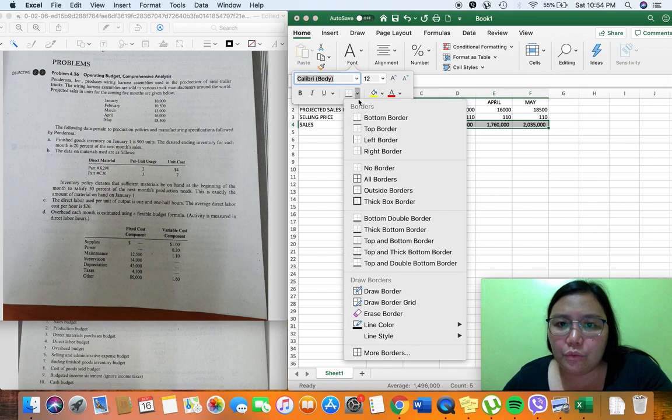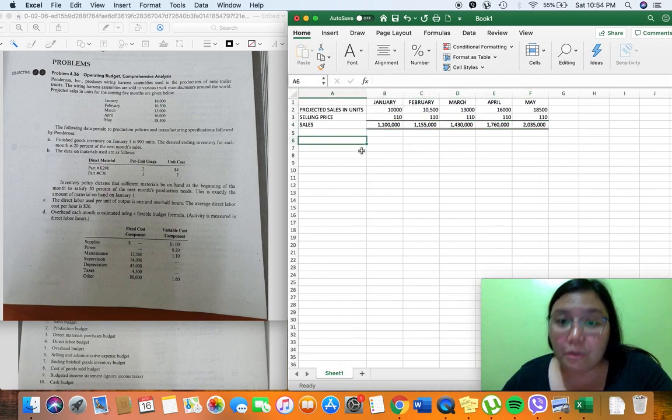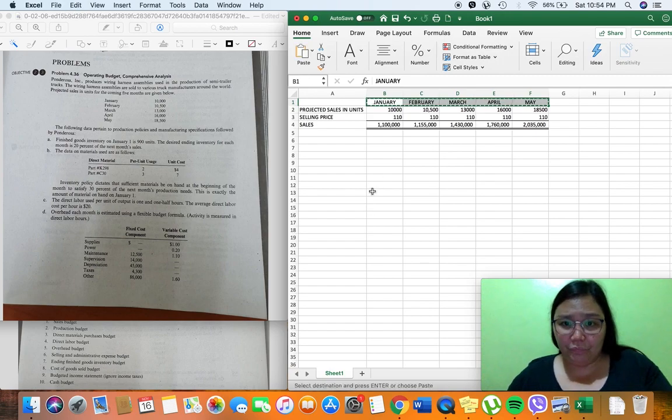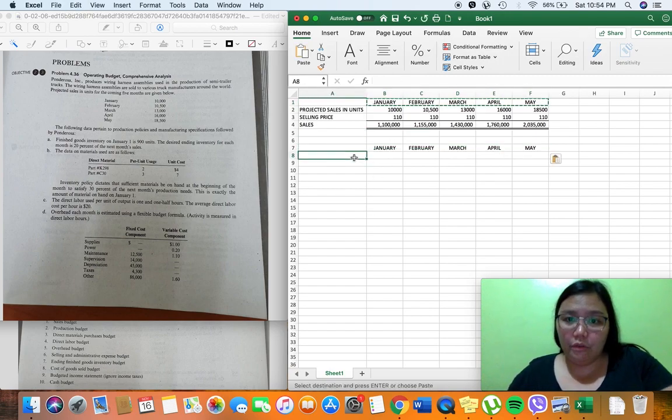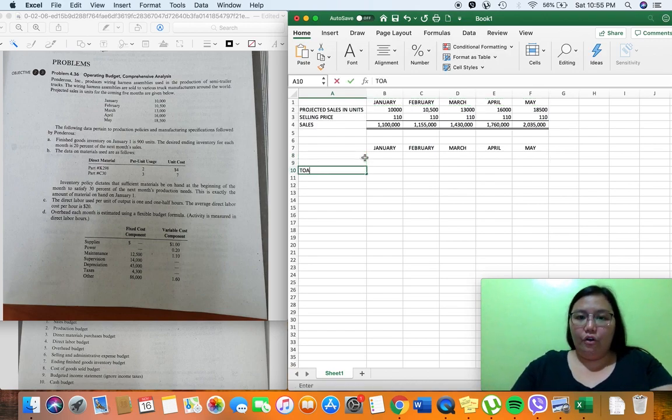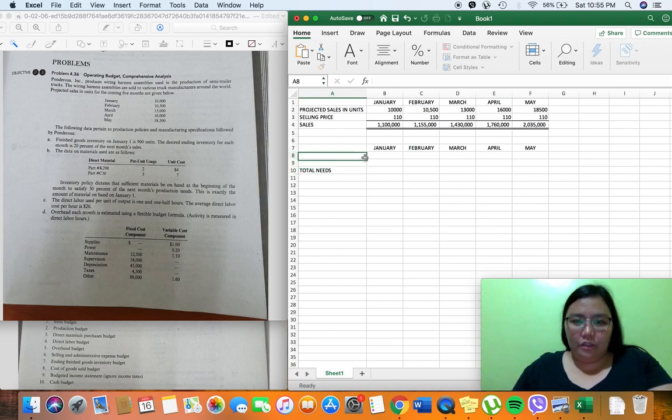The next thing we're going to do here is the production budget. Okay, so the management needs to determine how many units they need to produce for each month. Of course, to be able to compute for the number of units to be produced, the first thing we need to do is to determine the total needs of the company. So the total needs of the company for each month is the sum of the budgeted sales as well as the desired ending inventory.